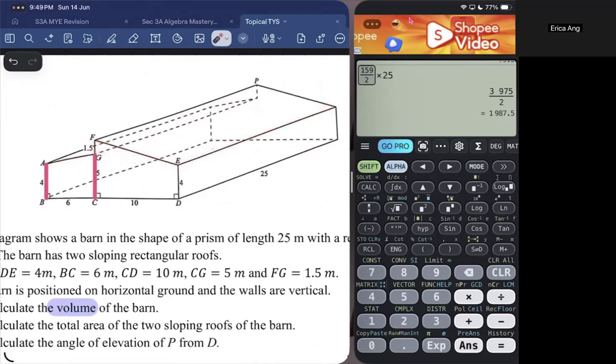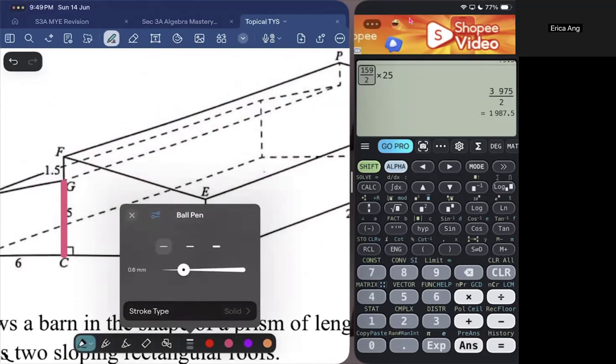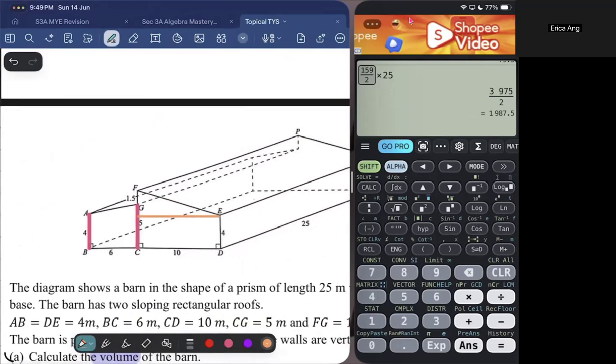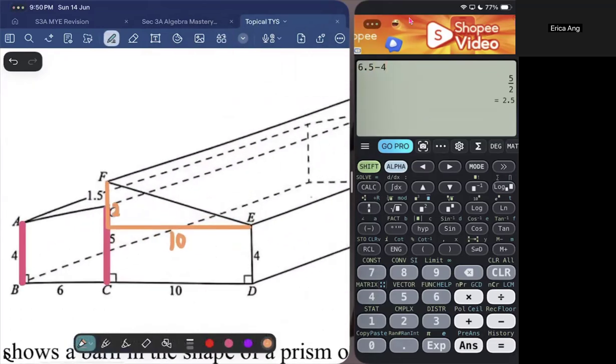So let's find this one. This one looks easier to find. In order to find this, I'm going to cut it a little bit. I use yellow. I can cut like that, go down. If I cut like that, I will know how long this is. So this part here is 10, correct? Then this part here is 6.5 minus 4. Why 4? Because I cut a parallel line to this, so 4 is here, 4 is here. So that's 2.5.